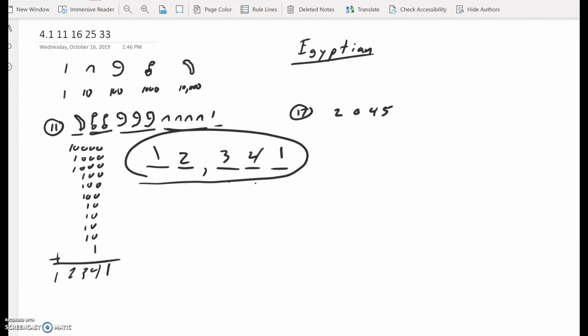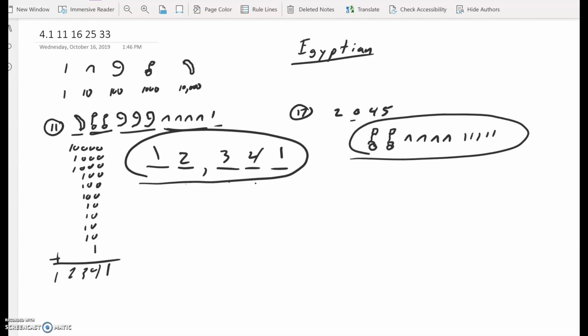So here we're going to need 2 thousands, and for the life of me, I don't really know how to draw the thousands. There's probably a better approach, but I'm making it look sort of like that, like two little things with a flag on top or something. I don't know. 0 I don't need to worry about. I need 4 of the tens. The tens, thank goodness, seem kind of easy. And I need 5 of the ones. And those are kind of easy. So this would be 2045 in the Egyptian numeration system.